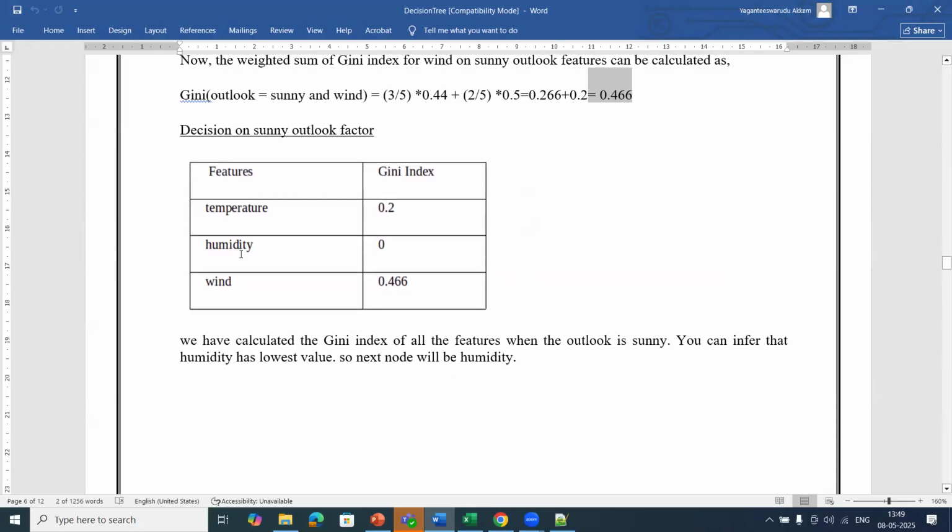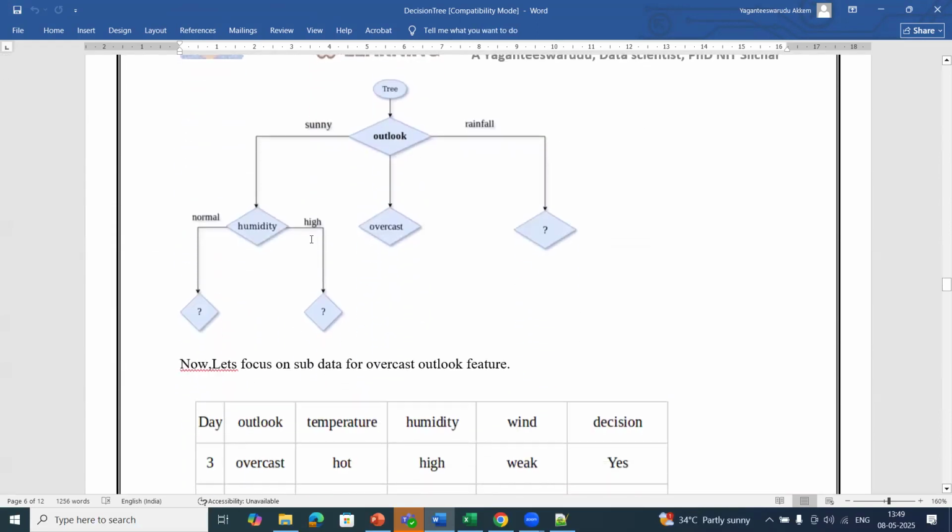So if you list out the Gini index for this sunny outlook, these are the temperature, humidity and wind, right? Temperature Gini index is 0.2, humidity Gini index is 0, and wind Gini index is 0.466. The next intermediate node will be humidity, because the Gini index for humidity is 0.